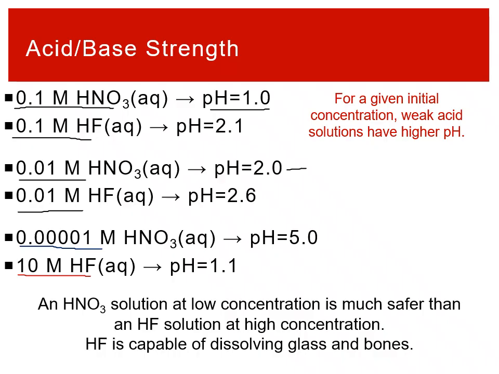HNO3 at a low concentration is much safer than HF at a high concentration. It's also important to note that strong versus weak only describes the reaction with water. Hydrofluoric acid dissolves your bones. It also dissolves glass, so working with it in a lab is difficult because you can't use glass beakers; it'll dissolve the beaker and just pour out onto the surface. So HF, even though it's a weak acid, is some gnarly stuff that we want to be mindful of, as it is potentially very dangerous.